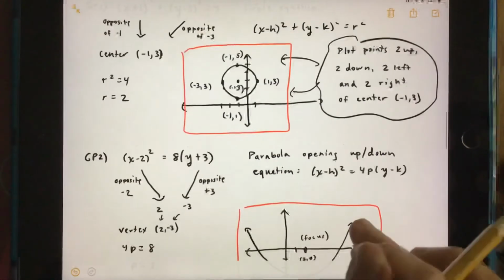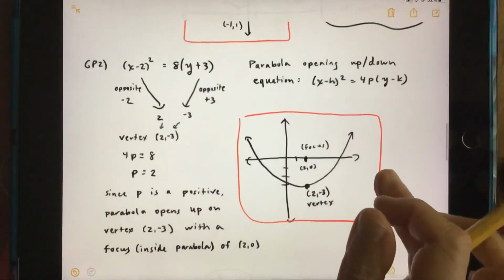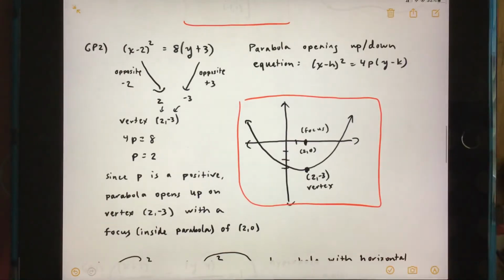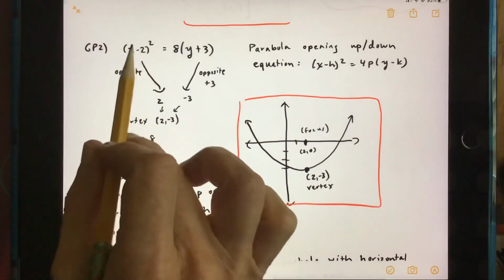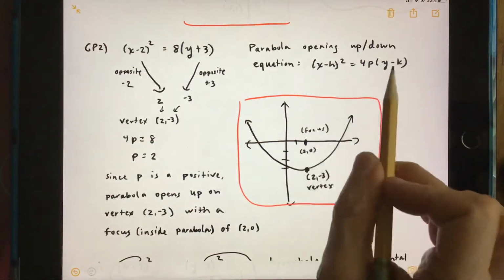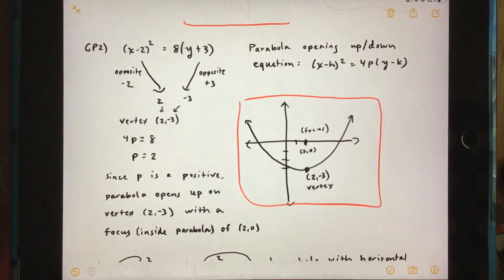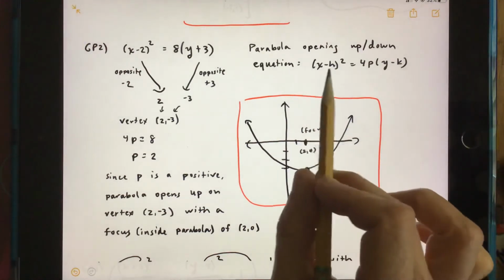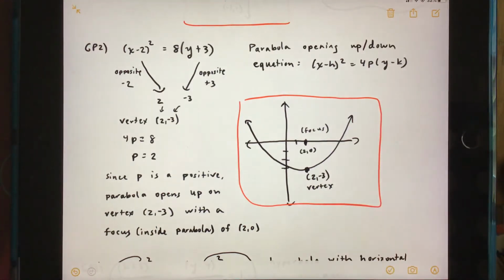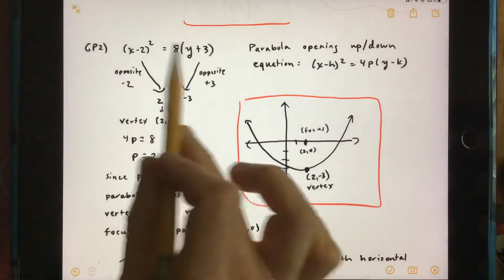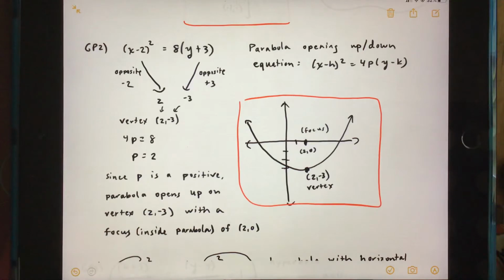All right, our guided practice 2 will have us practice with graphing a parabola. This one is going to happen to open up or down because we see the x squared term first, and so we're going to use this equation. Of course, there are two possible parabola equations that we could reference. The other one would be y minus k squared equals 4p times x minus h. So depending on what we are observing here, we would pull off the correct equation.